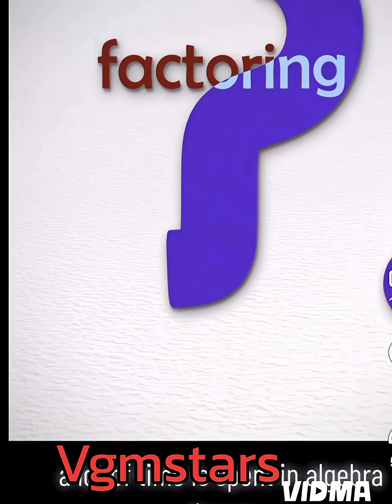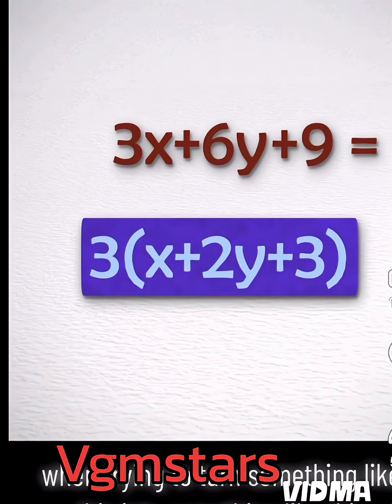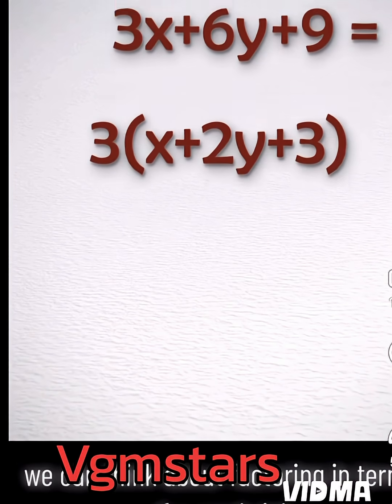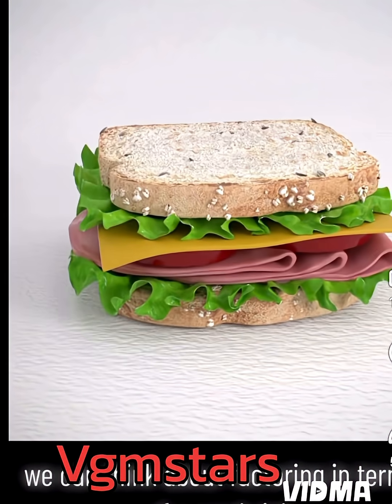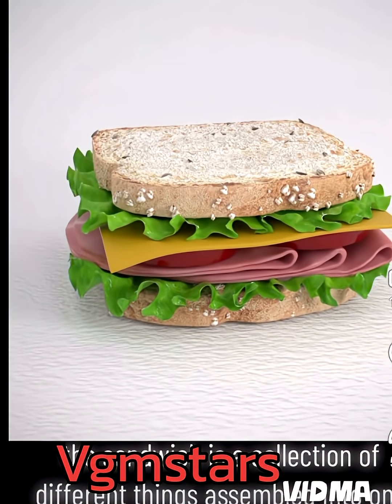A lot of time is spent in algebra classes trying to turn something like this into something like this. But what does all this mean, and what's the point? We can think about factoring in terms of a sandwich. The sandwich is a collection of different things assembled into one unit.